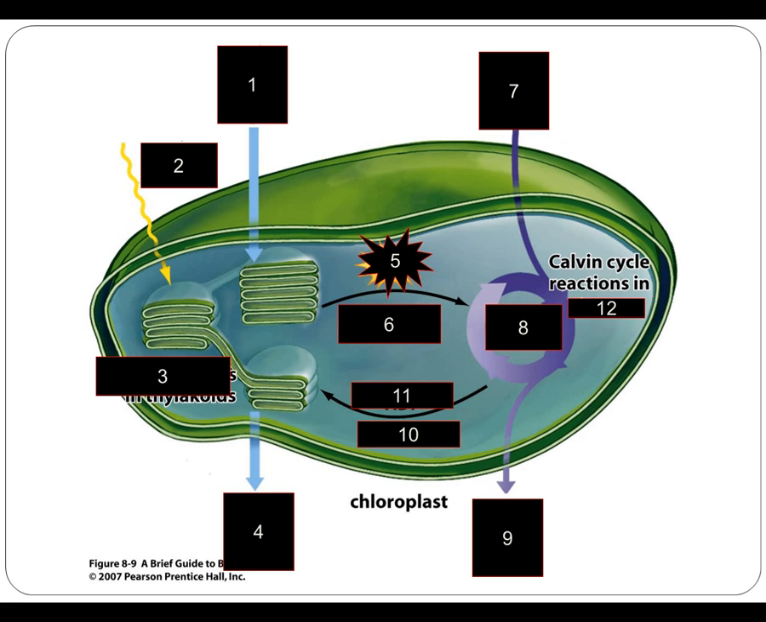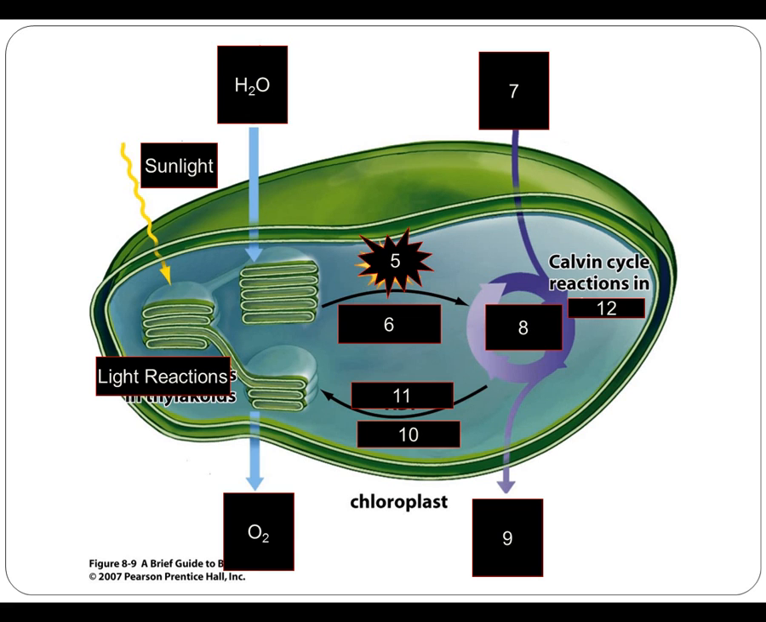Source of electrons, step number 1, is from water. We said electrons come from water, and energy comes from point 2, which is light. These collectively are going to drive what? These processes we call the light reactions. They occur in the what? Thylakoids. The light reactions occur in the thylakoids, and a byproduct liberated out of the chloroplast is a gas called oxygen.